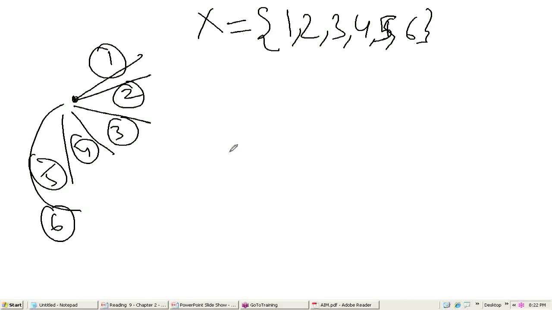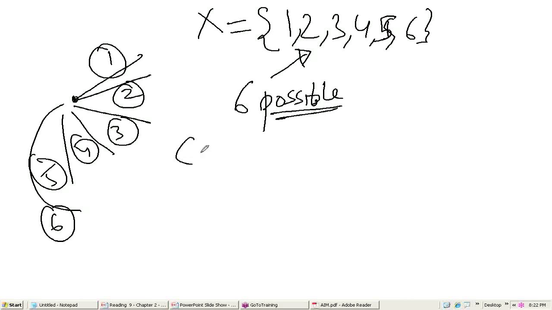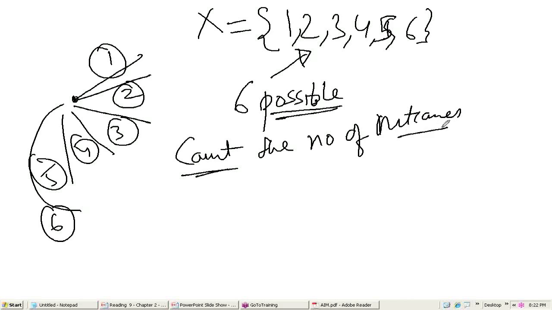There is no other value it can take apart from this. It cannot take 7 or 8. So there are only 6 possible values for this random variable. That is, you can count the number of outcomes of this random variable.